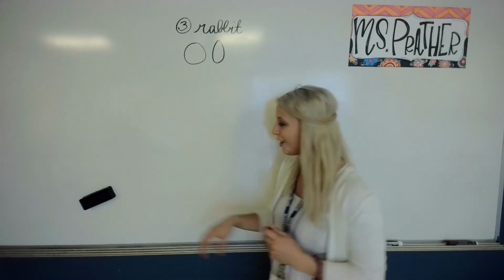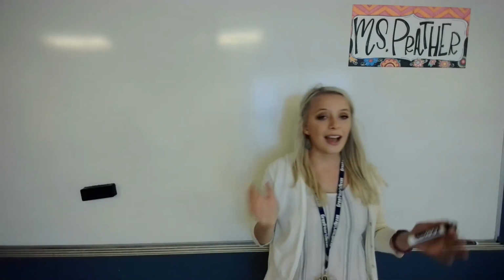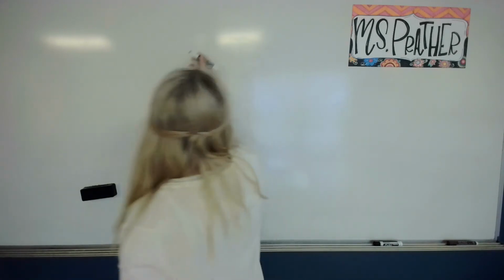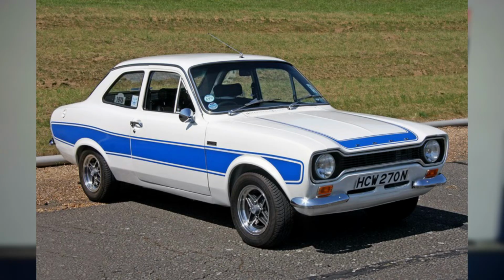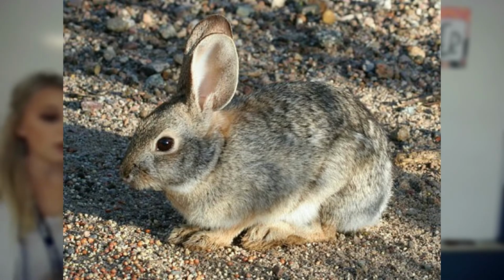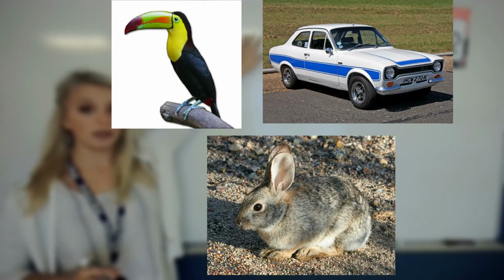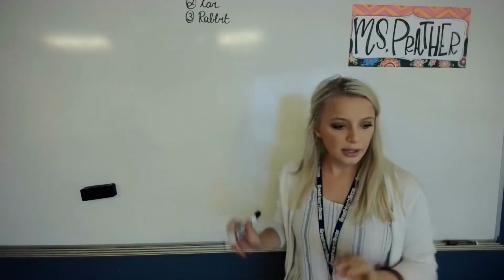All right, good job. I'm going to erase that. So here's our task for today. We're going to look at each of our pictures. We have our toucan. We had our car. And we had our rabbit. You're going to draw each of these pictures first using the shapes that you had. So how can you do that? So let's break it down.